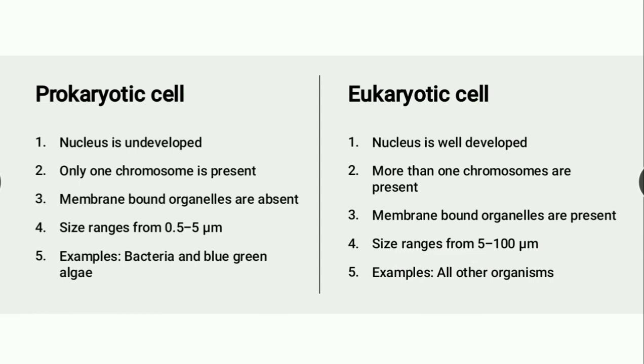Actually, what is the difference? Prokaryotic means very primitive. Primitive means very old. What are the examples for prokaryotic? Bacteria and blue-green algae. And what are eukaryotic? They are well designed and very advanced. Okay, they have a well developed nucleus. That's why they are called eukaryotic. And we all have eukaryotic cells.